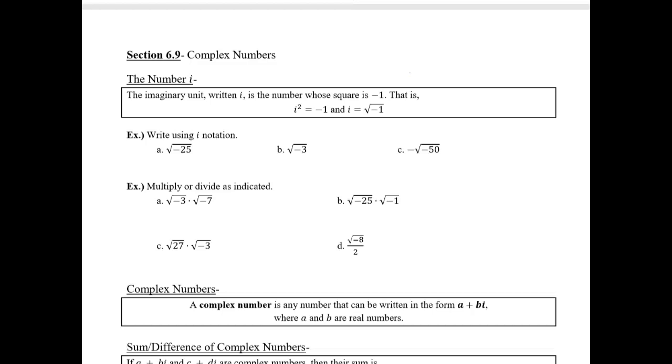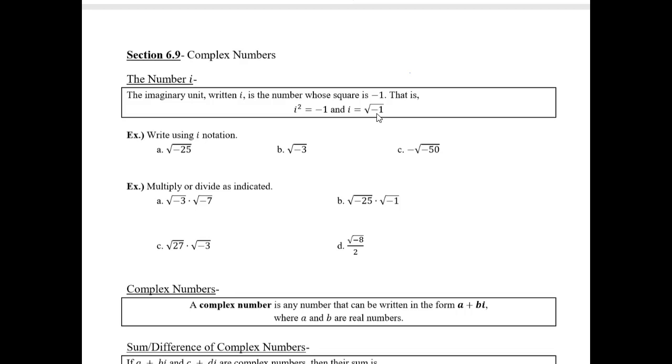In this video, we're going to start talking about complex numbers and the imaginary unit i. So i comes from the square root of -1. As you know, as we talk about square roots, we can't take the square root of a negative number and get a real solution. So now we're going to talk about complex and imaginary solutions. So the square root of -1 is i.